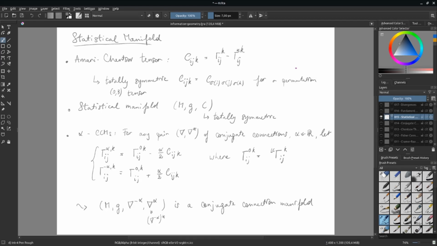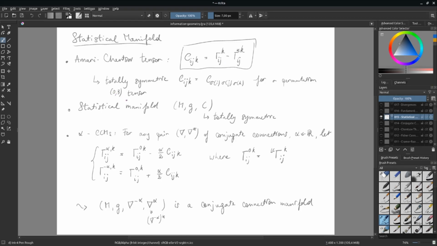Okay, so for the more general notion of a statistical manifold, we take what's called the Amari-Chentsov tensor. At least when you have these two conjugate connections, it's defined as this expression here. So it depends on the Christoffel coefficients for both connections. Importantly, this tensor here, it is a tensor, unlike the Christoffel coefficients of the connection, which are not.